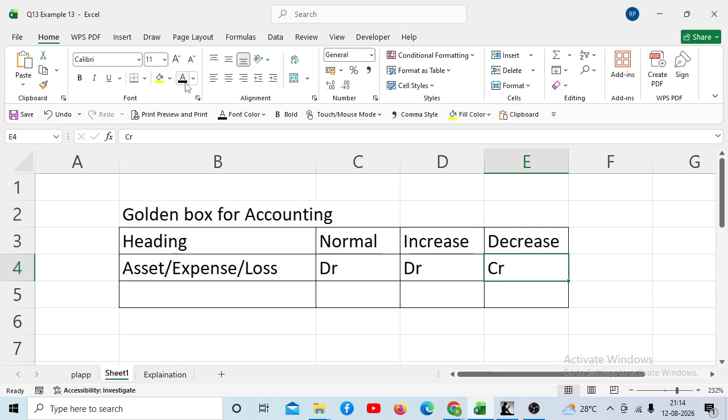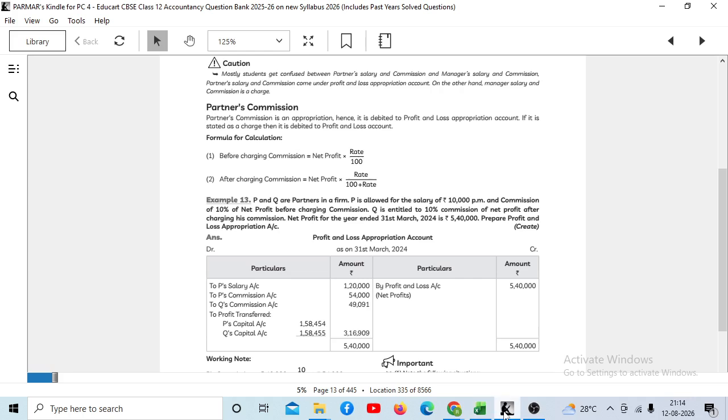Okay, tell me the second heading. Liabilities, income, and profit. Tell me the normal balance. Credit. If it is increasing, credit. And if it is decreasing, debit. Okay, fine. Now let us see what is given in the question.